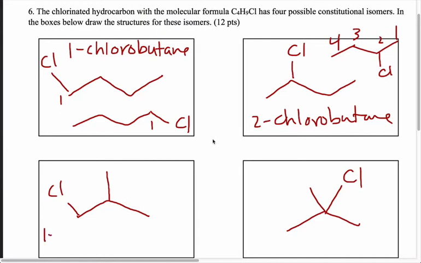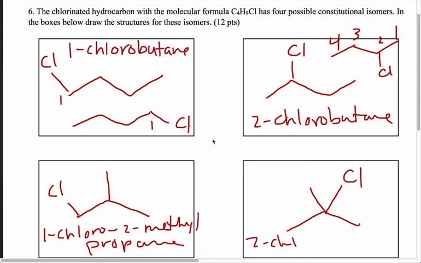This is 1-chloro-2-methylpropane, and the molecule on the right is 2-chloro-2-methylpropane. So you notice the names are different, so they must be different molecules. If I had put this chlorine on the left side on any one of the carbons that branch out from the center carbon, those would be all identical. Okay, so constitutional isomers of C4H9Cl.